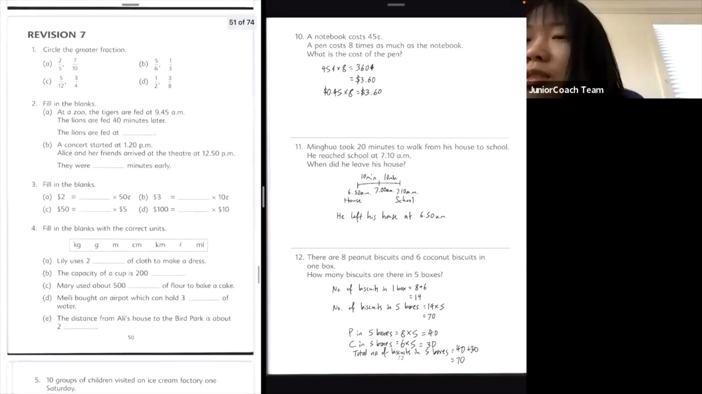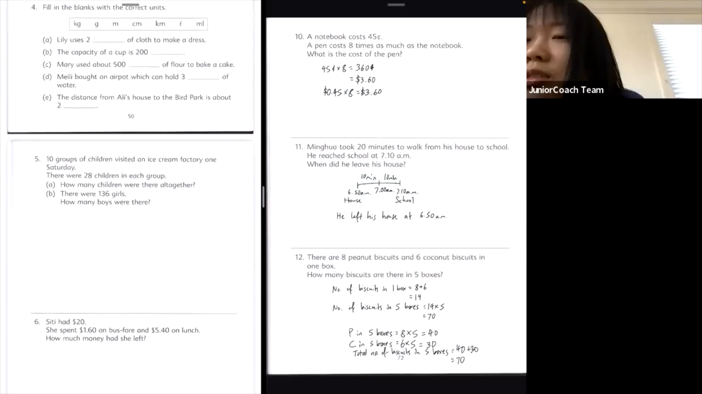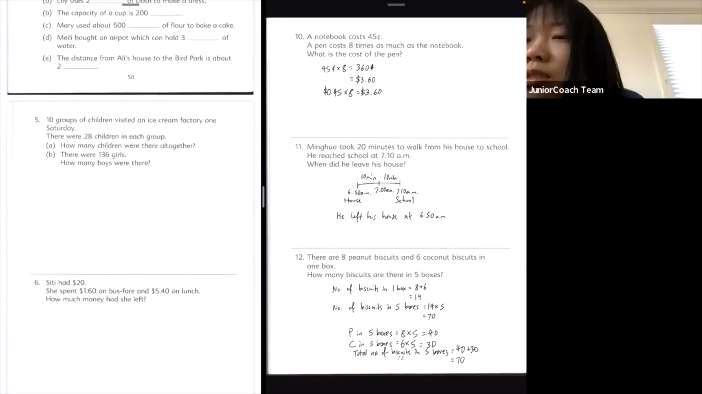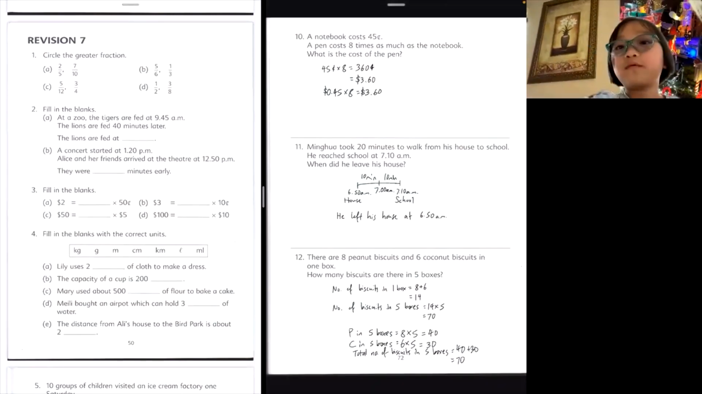Okay, here. Revision 7 and revision 8, since you already did revision 9. I'm not going to go through the revisions from the previous workbooks, because there are questions that talk about topics that we already learned in the first few chapters of 3A workbook part 1. So I'm just going to let you get started on that, and I have the answers written here.